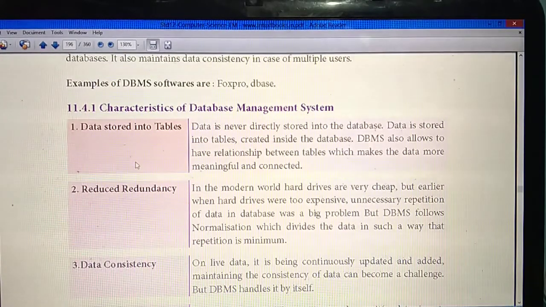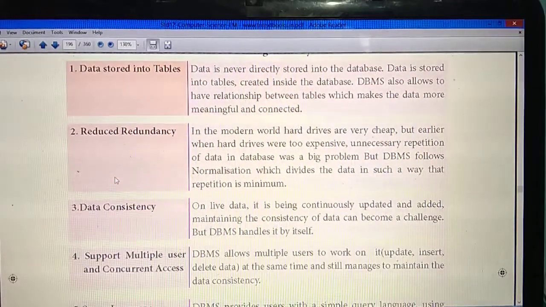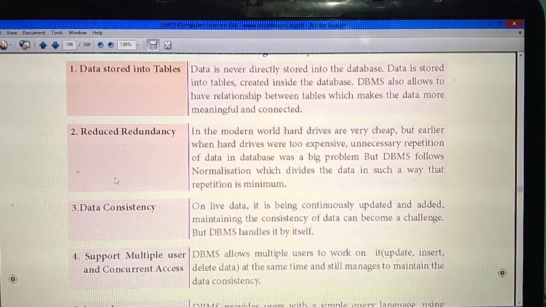Now itself, please study. Listen carefully. Second one is reduce redundancy. What do you mean by redundancy? Redundancy is nothing but repetition. Okay? For example, consider you are writing your class students' marks, the quarterly exam marks.